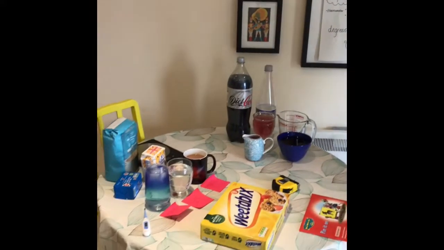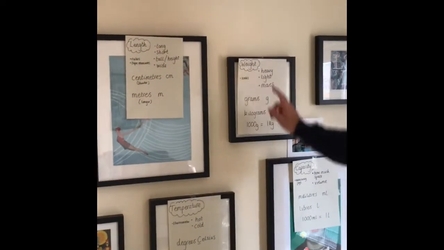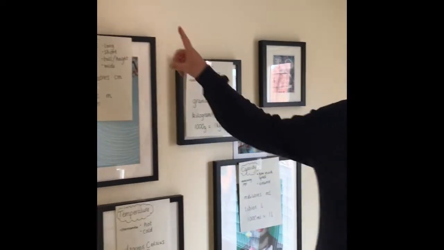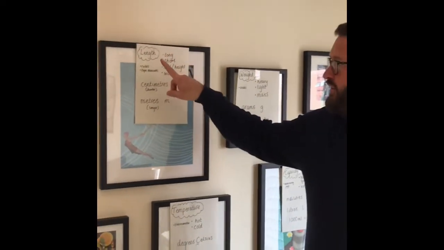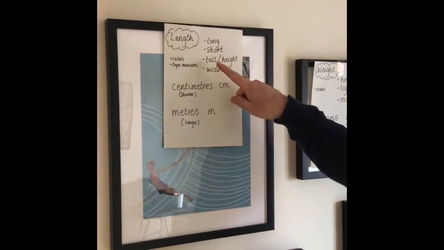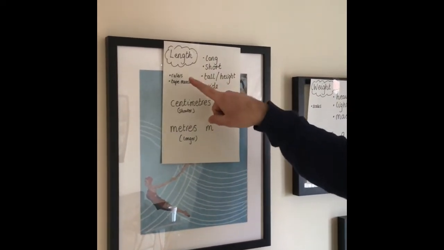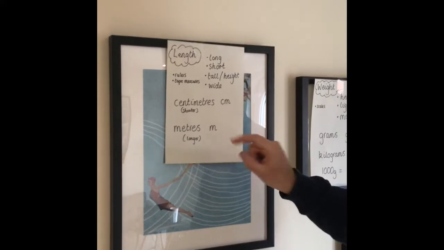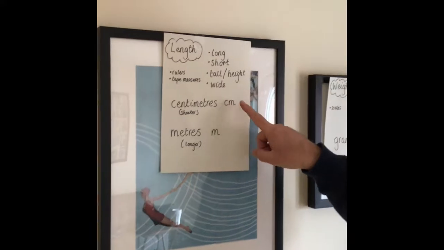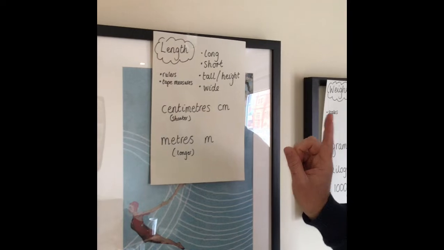Okay, so today we're going to be learning about length, weight, temperature and capacity, okay? And we're going to start with length. So when we're measuring length, we're thinking about how long, short, tall, how high or height, and how wide things are. We use rulers and tape measures to measure, and we measure shorter things in centimetres, which we can also write as cm, and we measure longer things in metres, which we can write as m.